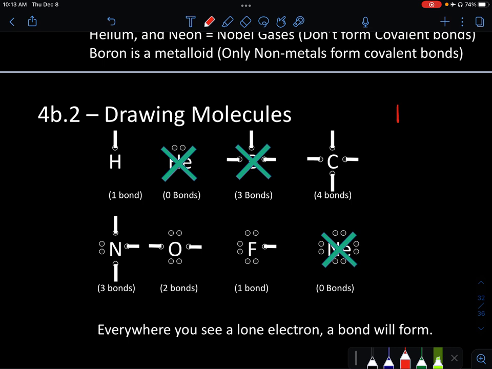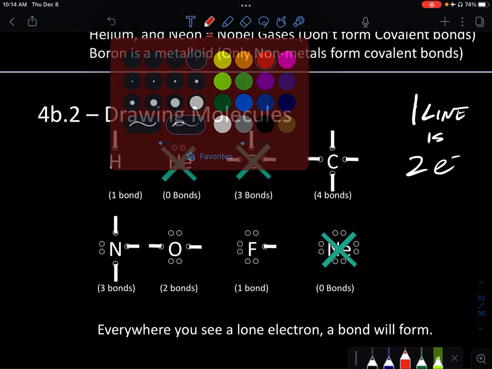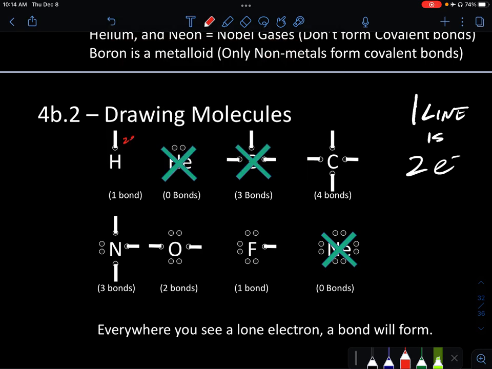So remember, 1 line is 2 electrons. That's a big one. I might write that one down. And actually, you know what I should do here, folks, right? I should change this to white so that you are going to write it down, all right? 1 line is 2 electrons, all right? So when we look at our hydrogen, there's going to be 2 electrons for it, right?